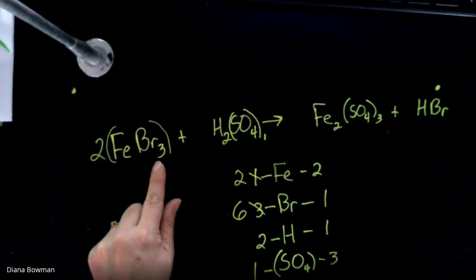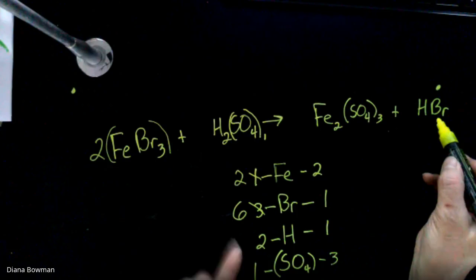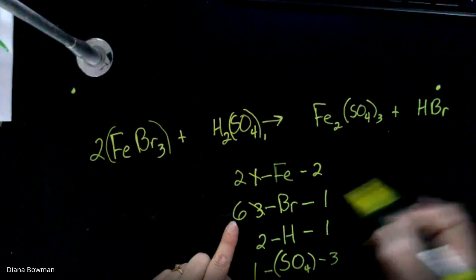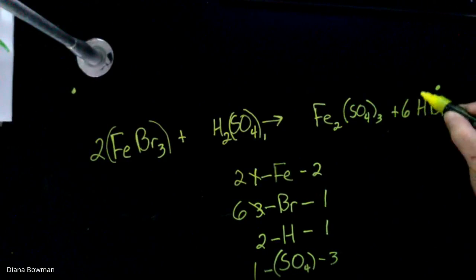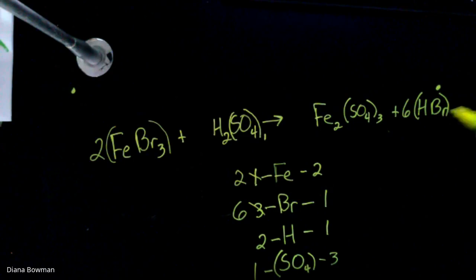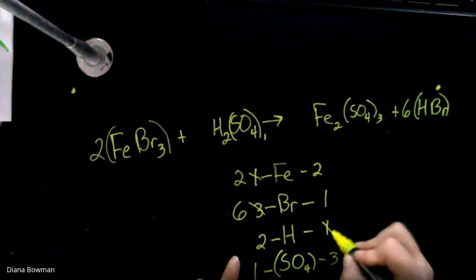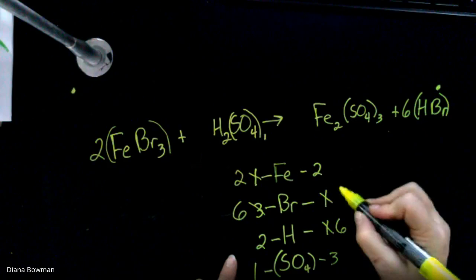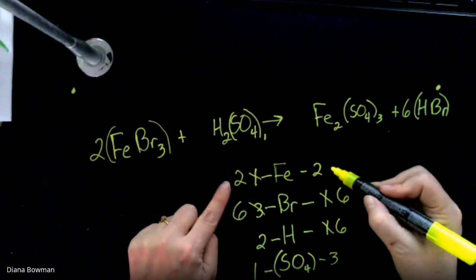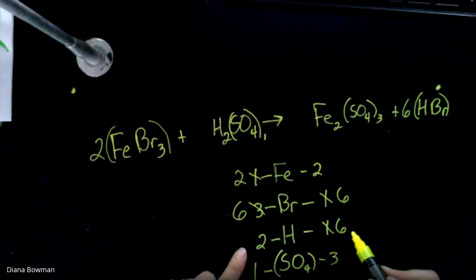So now the next thing I'm going to do is come over here and balance those bromines. Here we have 6 and here we have 1. So if I put a coefficient of 6 right here, that's going to be 6 times this whole quantity, right? And if that's 6 times that whole quantity, how many hydrogens do I have now? I want to end up with 6. And how many bromines do I have? I want to have 6. Okay, so now my irons are done, my bromines are done. My hydrogen is not done yet, is it?